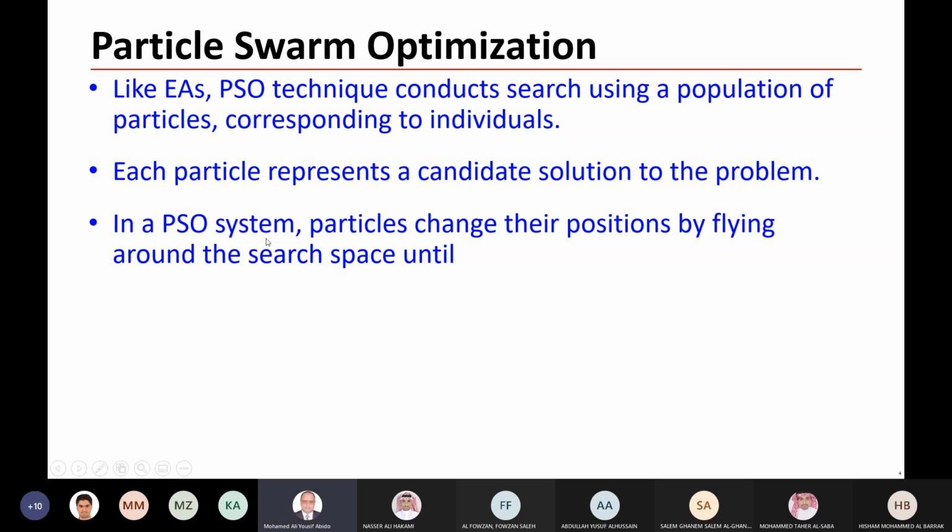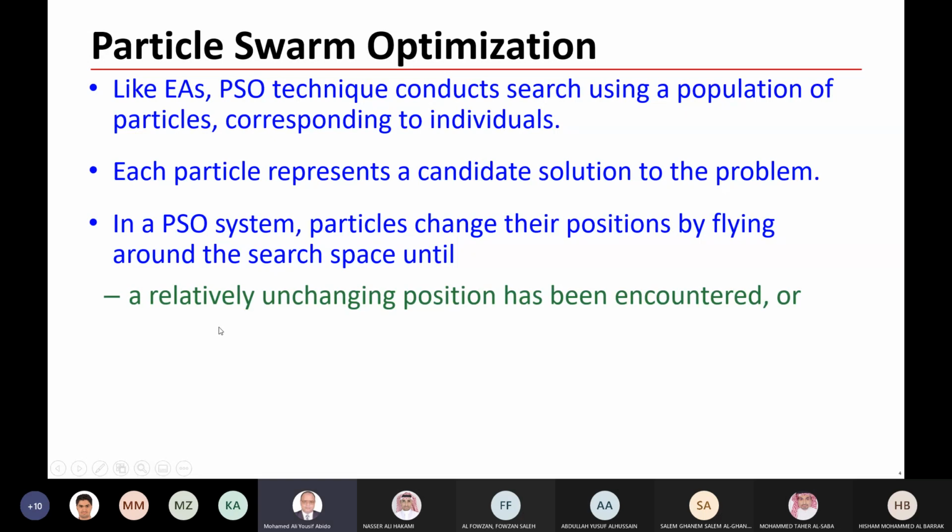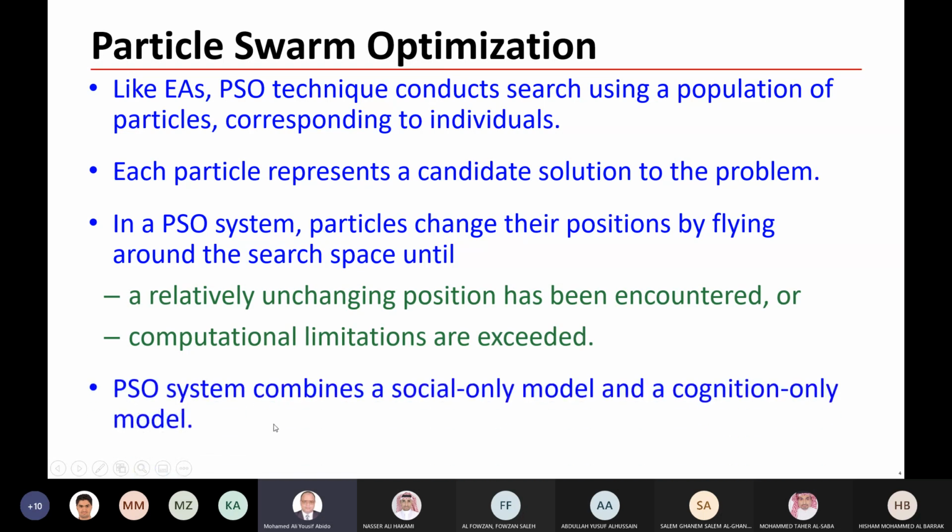In particle swarm optimization, particles change their positions by flying around the search space until a condition is satisfied. This is the stopping criteria. Either a relatively unchanged position has been encountered, meaning the solution doesn't change for a long time, so you can stop the technique, or the computation limitations are exceeded, meaning the maximum number of iterations is hit.